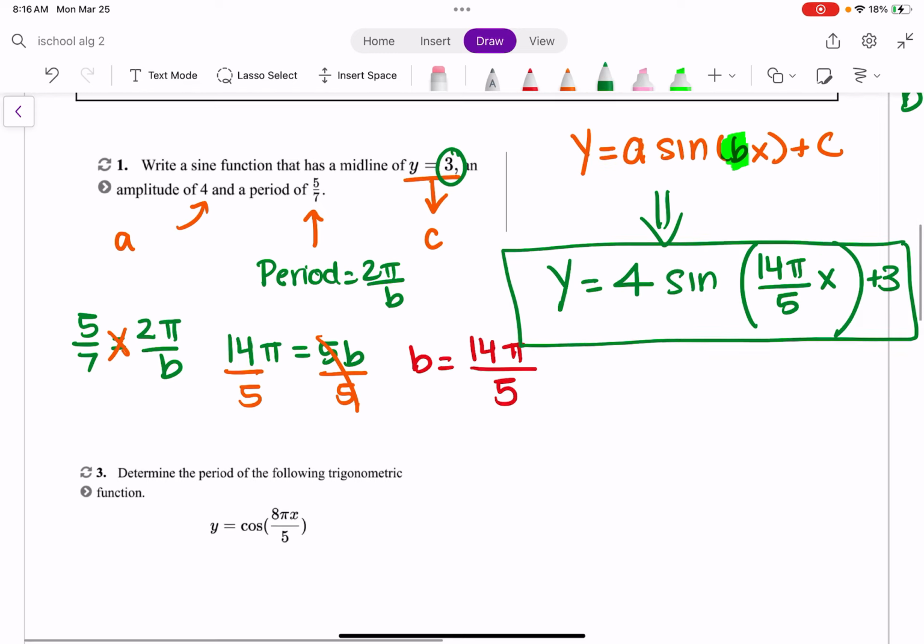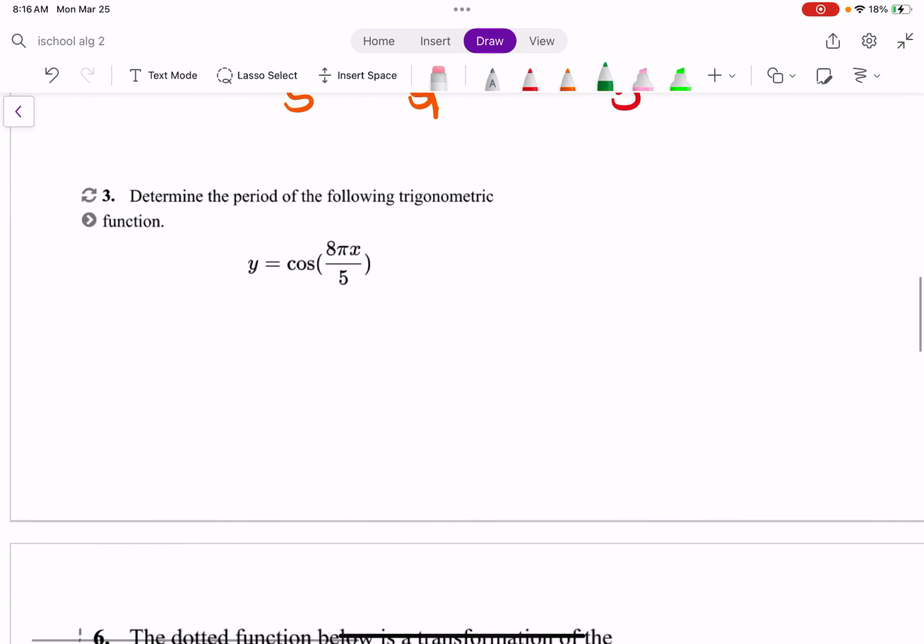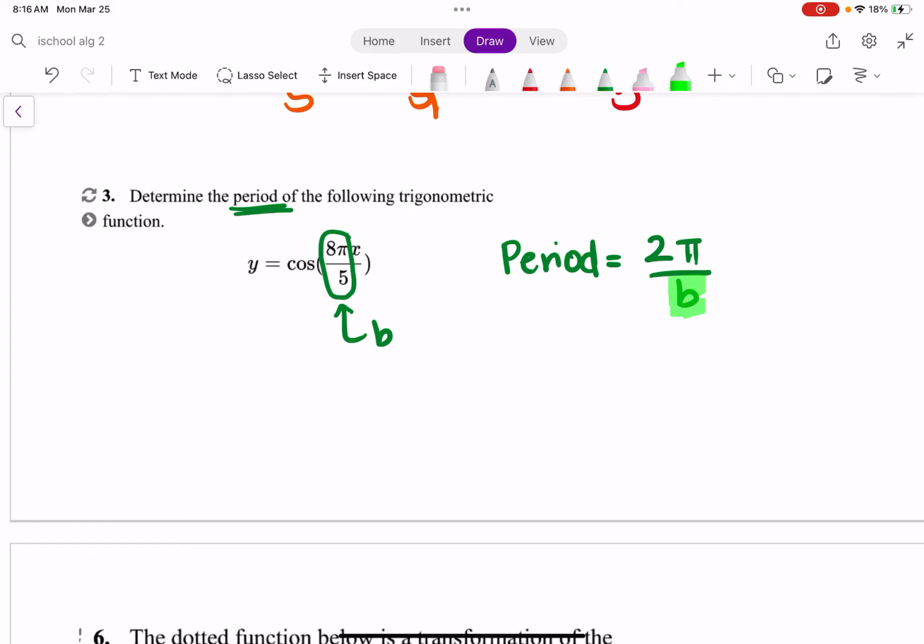Okay? Similarly, this question is saying determine the period of the following trigonometric function. Wow, I can't talk. So here, a pi over 5, we're actually given the b, right? In the equation, we're always given the b. So if we're given the b, we can solve for the period. So I know the b this time. So I'm going to plug that in. Period equals 2 pi divided by, and then I'm going to plug this in, 8 pi over 5.